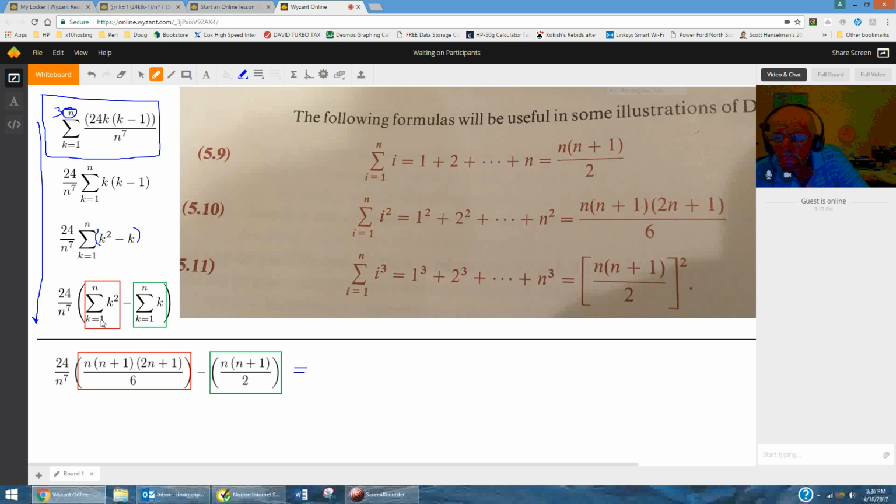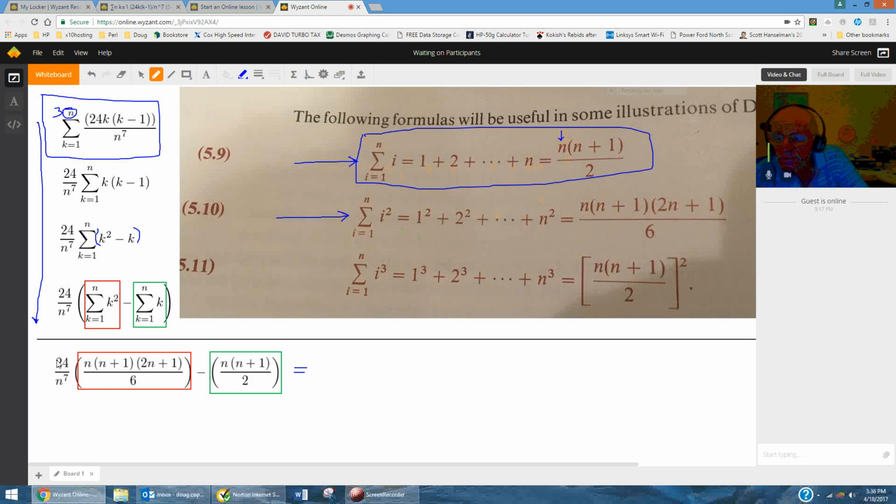And I have separate terms in a red rectangle and a green rectangle, and I'm going to be using these two theorems about the sum from i equals 1 to n. You might want to try a couple of these. Let n equal 5 and add up 1, 2, 3, 4, and 5 and see if putting 5 in here gives you the same result.